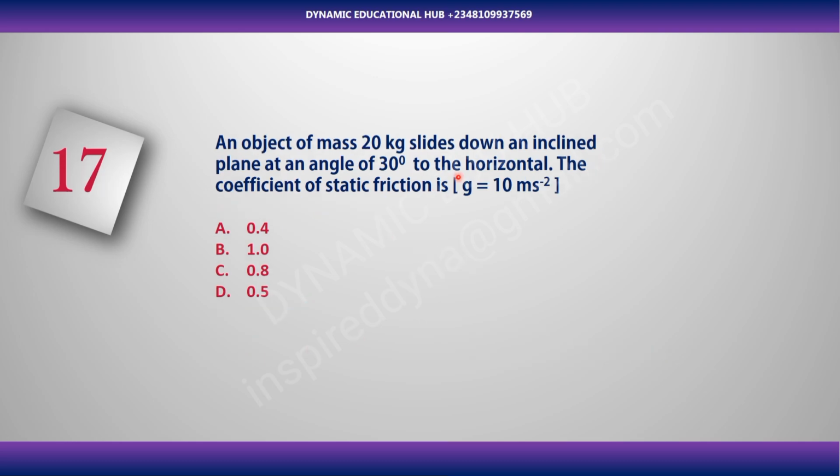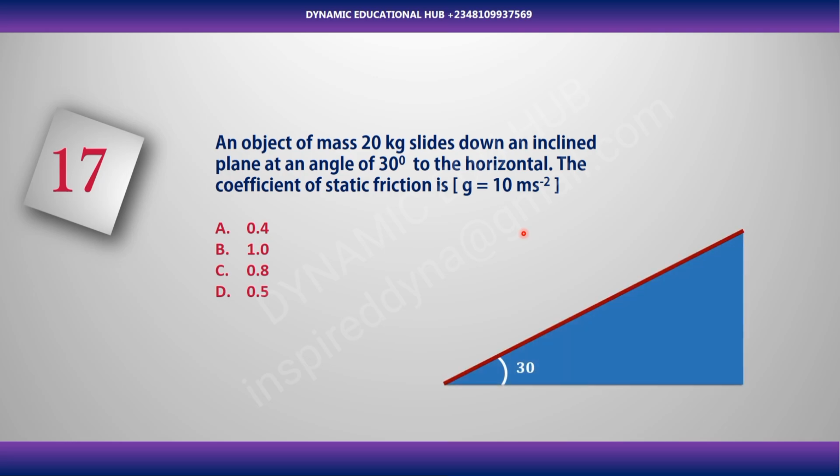The next question: an object of mass 20 kilograms slides down an inclined plane at an angle of 30 degrees to the horizontal. The coefficient of static friction is, wow, I also love this. This one is actually simple. Given g is equal to 10 meters per second square. So according to the question, we have an inclined plane as shown. We have this box sliding down. So we have to calculate the coefficient of static friction.